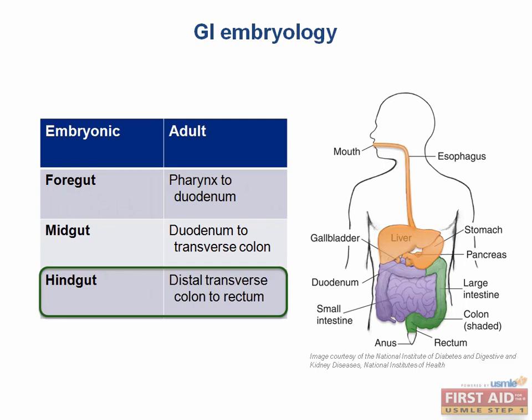At week 6, the midgut undergoes rapid growth and herniates through the umbilical ring, since the fetus cannot yet accommodate the size of the midgut. At week 10, the abdominal cavity enlarges and the midgut is able to return, but when it does this, it rotates 270 degrees around the superior mesenteric artery. The GI organs are now in their adult positions, which you can see here on the right.